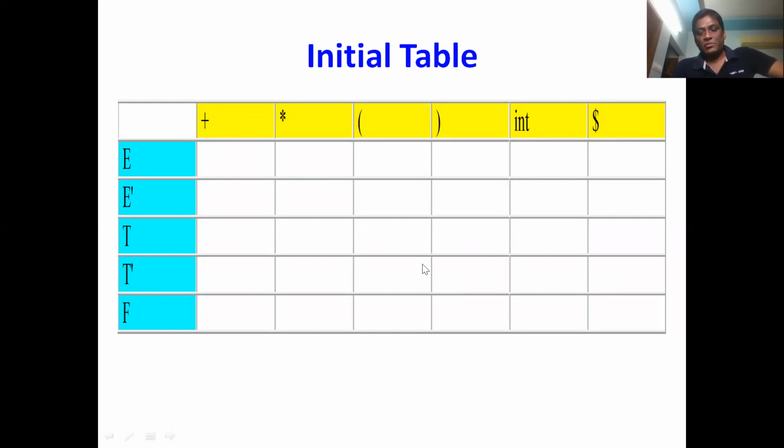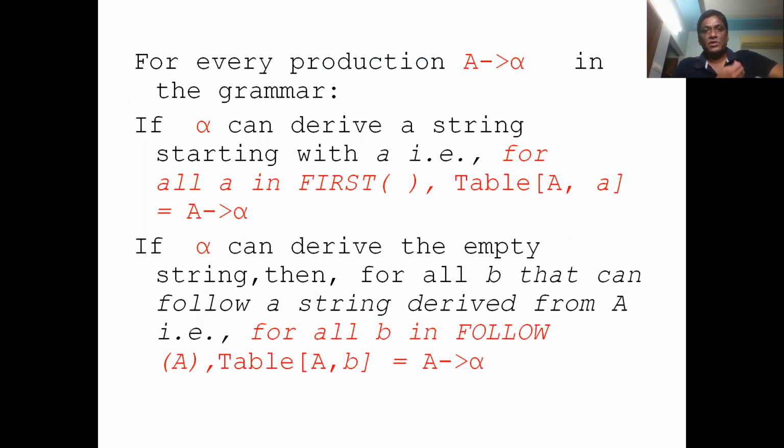How to fill this table? This is the algorithm for filling the table. What we need to do is look into the first sets and fill table of A comma a equals A implies alpha. That means for a variable A on a particular terminal small a, you will look for the first of A and fill A implies alpha with all combinations of A comma a.